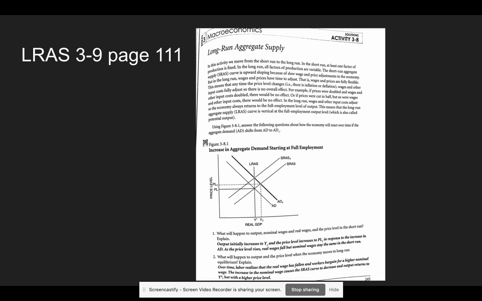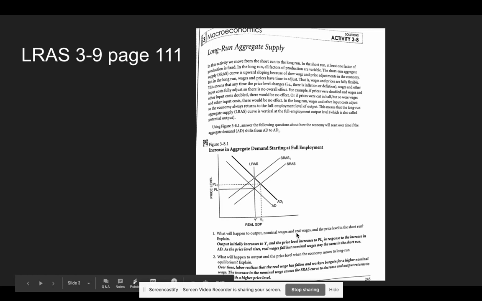Here is our next activity. We're looking at just the long run aggregate supply. So you can see this is activity 3-8. This time I actually did scan the key versus just the workbook page. So you're going to see the answers are right here.